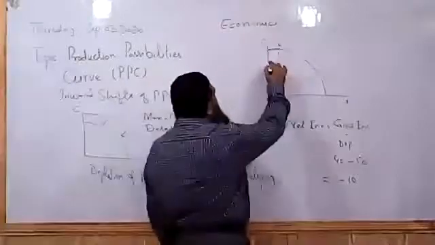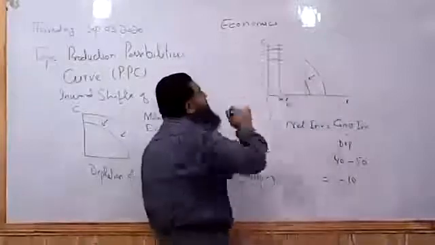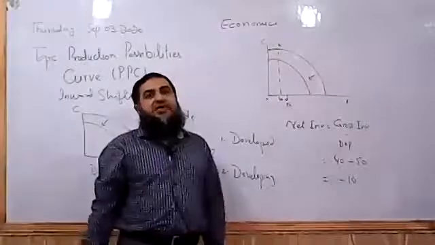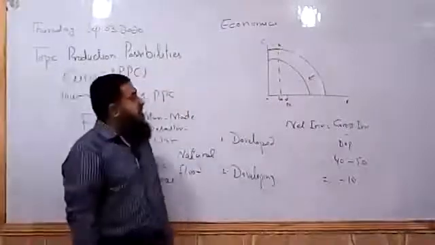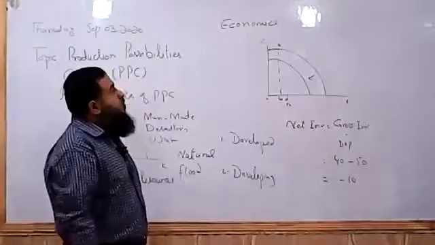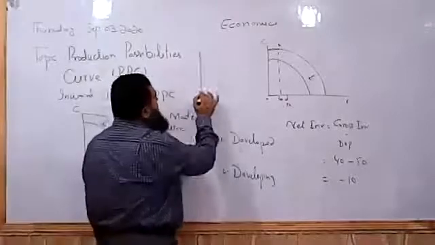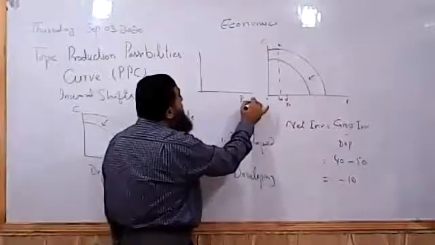So we say the PPC of the country will shift inward if it is focusing on producing more consumer goods and fewer capital goods. So then we say this PPC of the developing country will be shifting downward. We can also use PPC. These are all applications of PPC to represent an economic system.